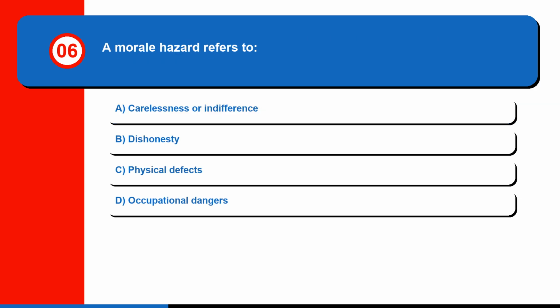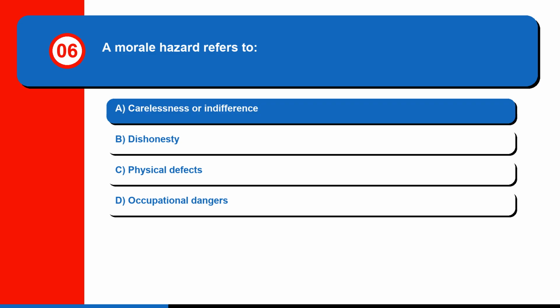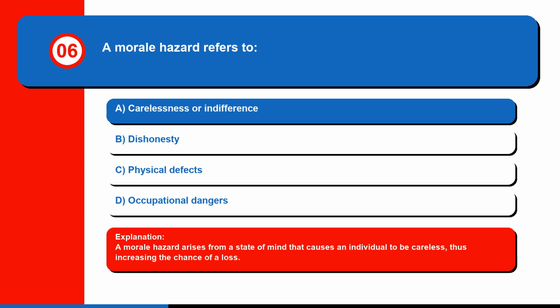Question 6. A morale hazard refers to A. Carelessness or indifference, B. Dishonesty, C. Physical defects, or D. Occupational dangers. The correct answer is A. Carelessness or indifference. A morale hazard arises from a state of mind that causes an individual to be careless, thus increasing the chance of a loss.